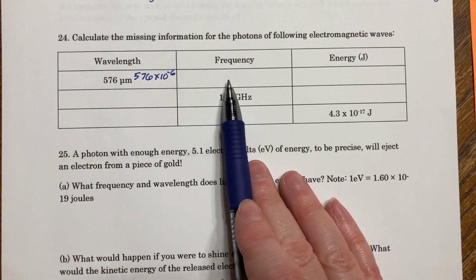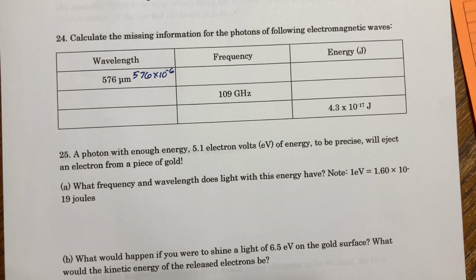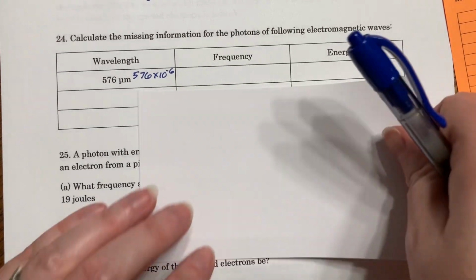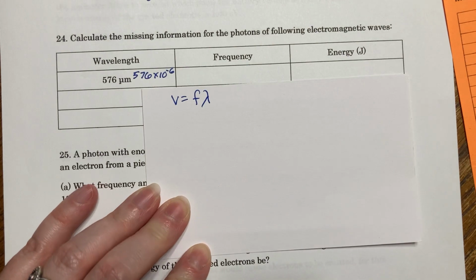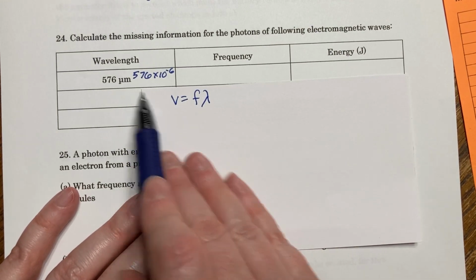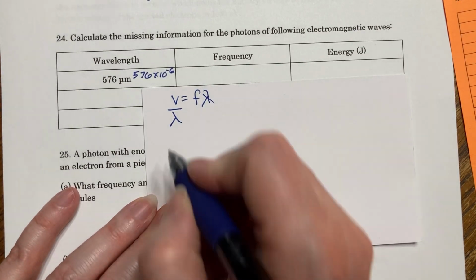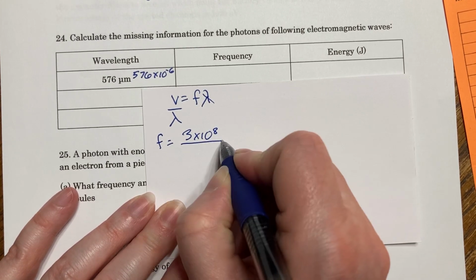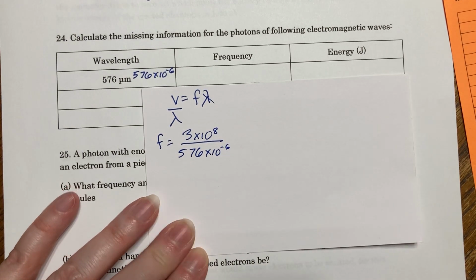So then to find frequency, I should have grabbed a piece of paper. To find frequency, you need to use the wavelength and the speed, because the speed is the speed of light. And so that's going to be 3 times 10 to the 8th. And so we're just going to grab a note card. So that's our equation to get between these two. So if you have wavelength and you're solving for frequency, you just divide that over. So this particular one will be 3 times 10 to the 8th over 576 times 10 to the negative 6.